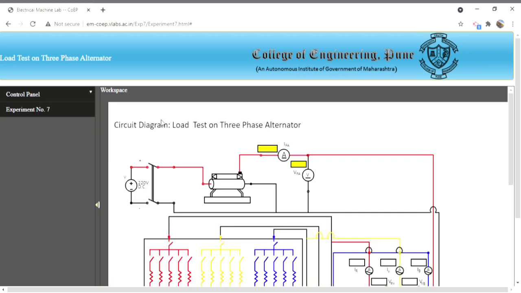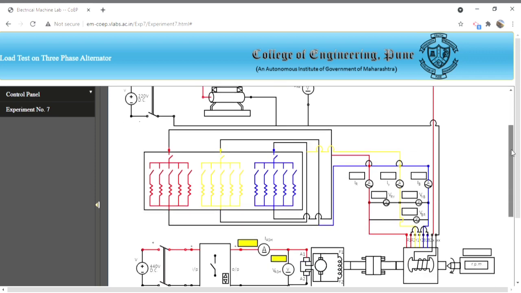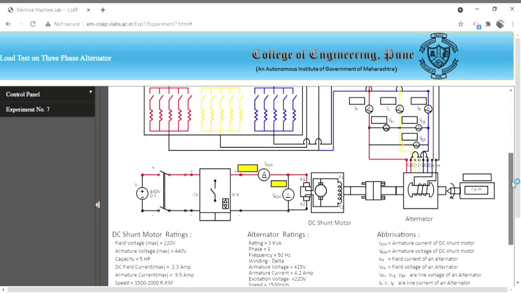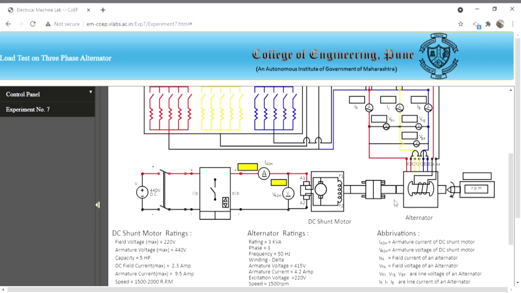Alternator, also called a synchronous generator. This is the circuit for the experiment. Here we can see the alternator. It was coupled with a DC shunt motor, which is acting as a prime mover. An alternator works as a generator when its rotor carrying the field system is rotated by a prime mover, which in this case is the DC shunt motor.